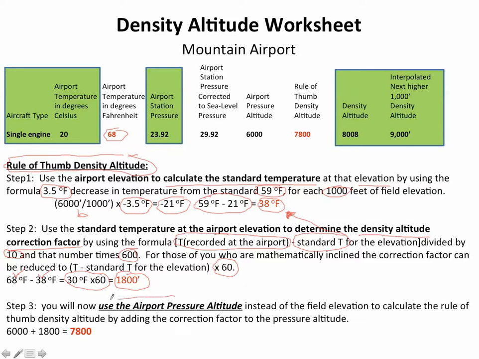Now, it says use the airport pressure altitude instead of the field elevation. Now in this case, they're one and the same because we had 29.92 as the pressure, so there was no correction. And so we add 1,800 to the pressure altitude, which we calculated to be 6,000, to get 7,800.